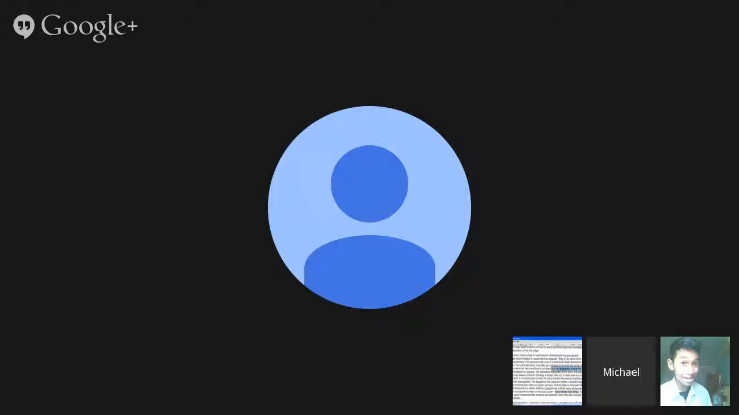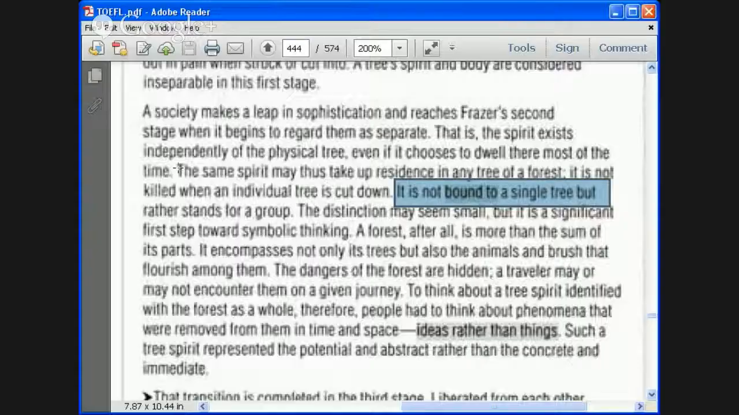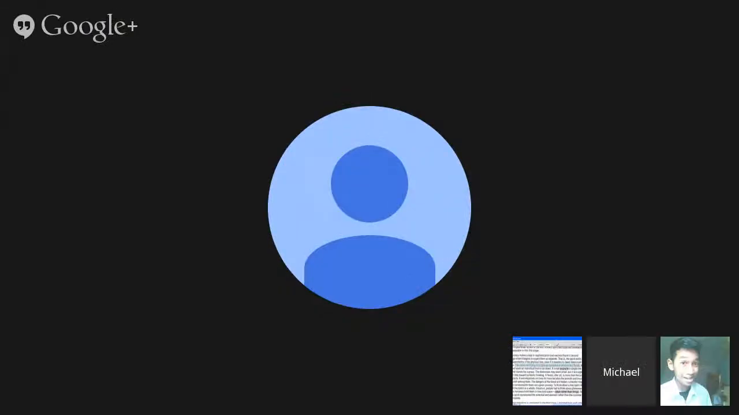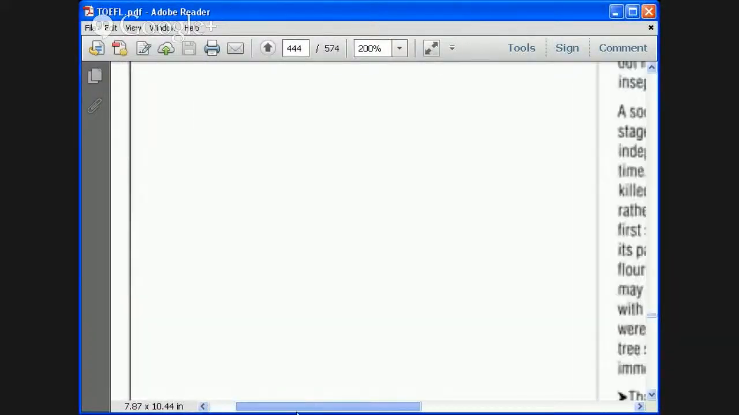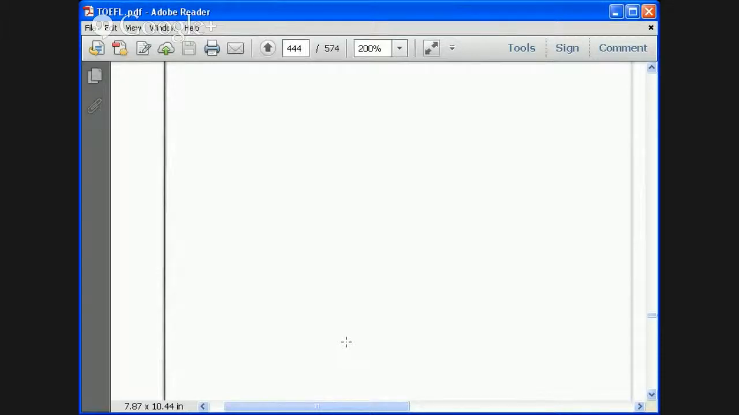Okay, and let's go to the possible answers. Wait. I think you should back up a little more. The same spirit may thus take up residence in any tree of a forest. It is not killed when an individual tree is cut down. It is not bound to a single tree, but rather stands for a group. Okay, the spirit. Tree, spirit.